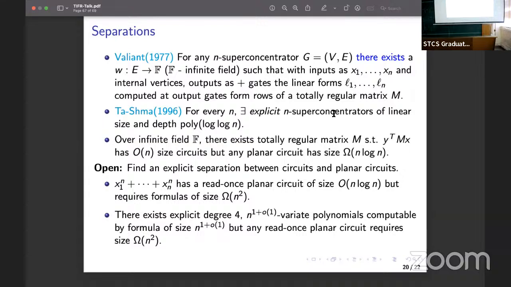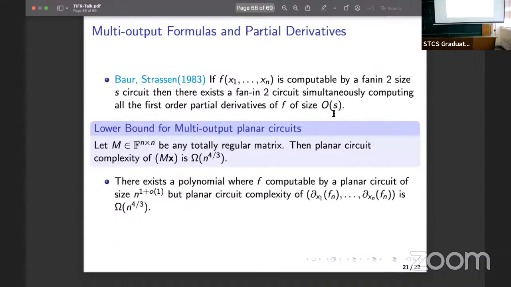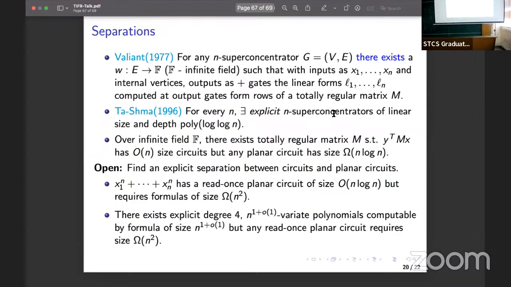This is again a similar construction, but now we need to start with a depth 2 super concentrator, and we know good constructions of depth 2 super concentrators. So for every n, we know depth 2 super concentrators of size n to the 1 plus o(1), and then you do the same trick. So this sort of settles that there are different models and there are some separations between these. Mostly, what is not explicit in Valiant's construction is the weight function.